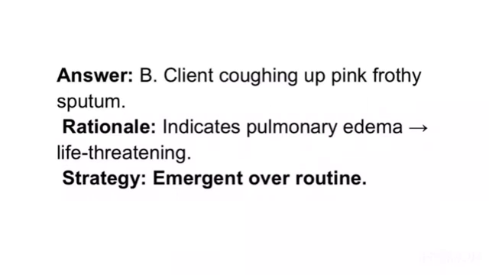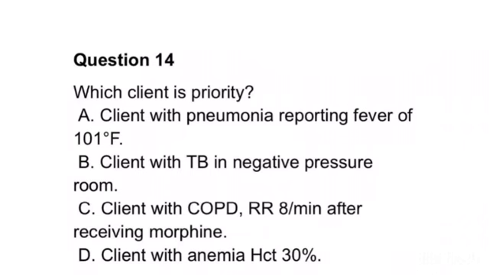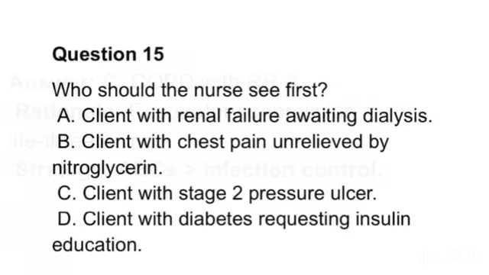Question 14. Which client is priority? A. Client with pneumonia reporting fever of 101 degrees Fahrenheit. B. Client with TB in negative pressure room. C. Client with COPD, RR 8 per minute after receiving morphine. D. Client with anemia, HCT 30%. Answer: C. COPD with RR 8. Rationale: respiratory depression equals life-threatening. Strategy: ABC's over infection control.